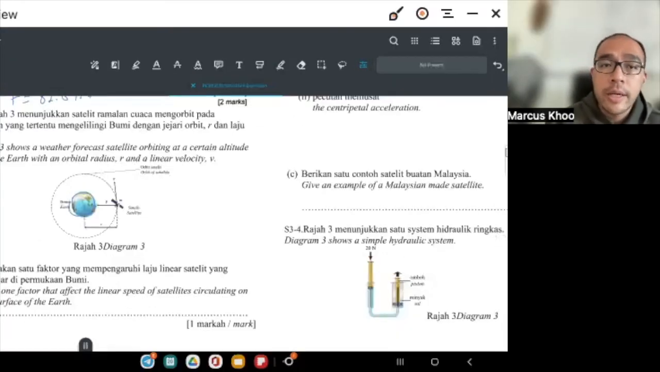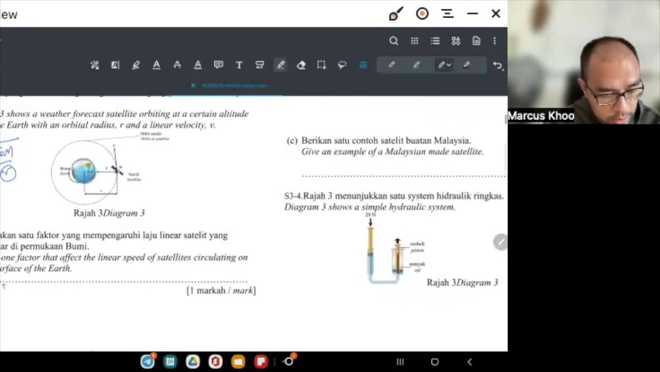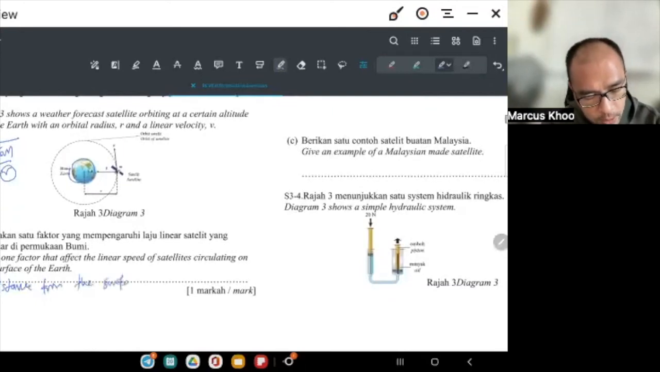The next question: diagram 3 shows a weather forecast satellite orbiting at a certain altitude around the Earth with an orbital radius r and a linear velocity v. State one factor that affects the linear speed of satellites circulating the Earth. The formula for linear speed is v equals square root of GM over r. Since this is the Earth we're talking about, the mass of the Earth doesn't change. So actually only the distance from the Earth is the factor.